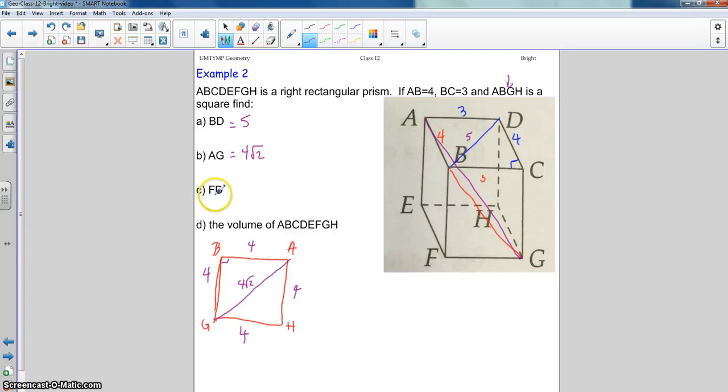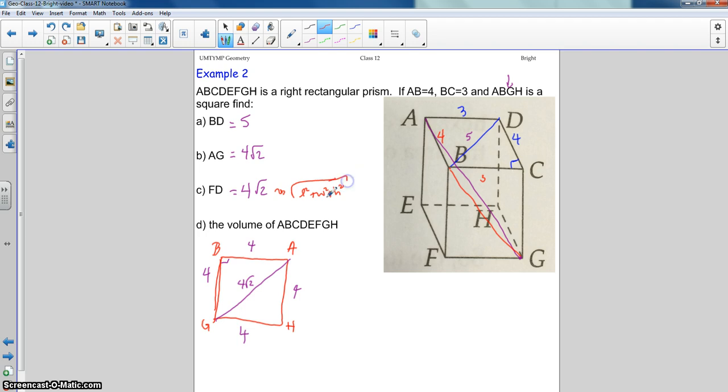Okay, then part C says to find FD. Well, that's another space diagonal. I'm going to leave it up to you to prove what I mentioned earlier, but in a right prism, all the space diagonals are of equal length. So this should actually be 4 square root 2 as well. Another way that you could prove this is by using the formula. So you could also do the square root of length squared plus width squared plus height squared.